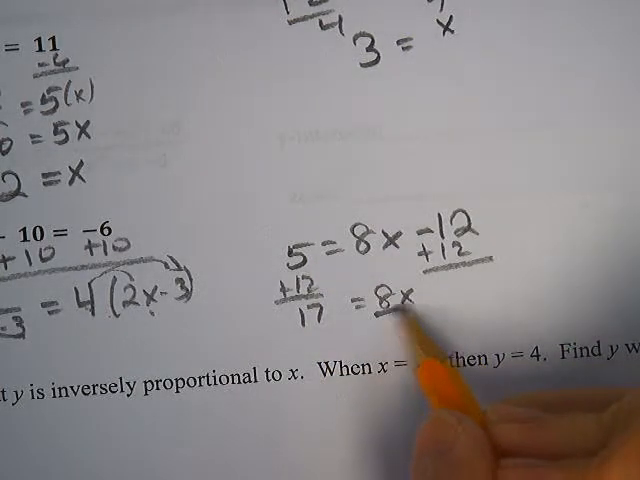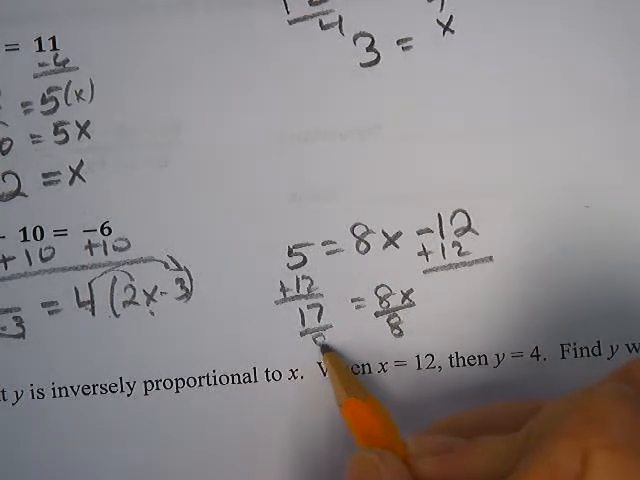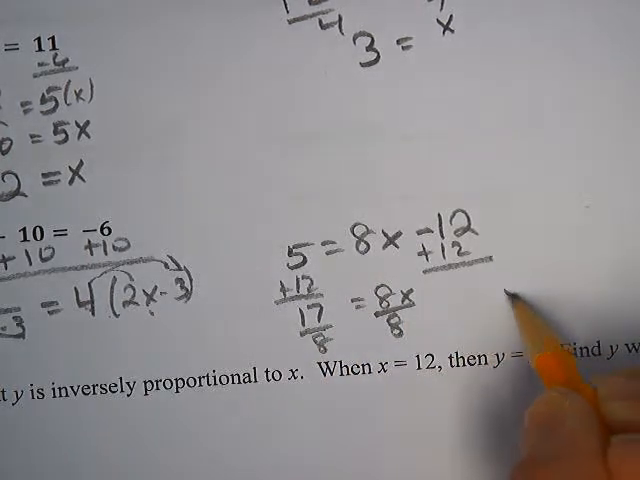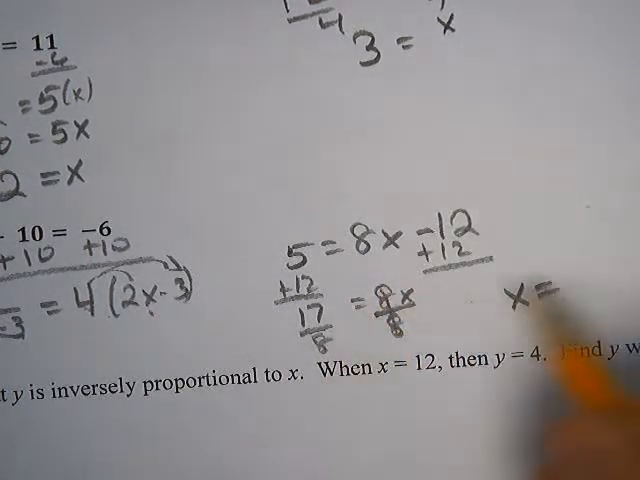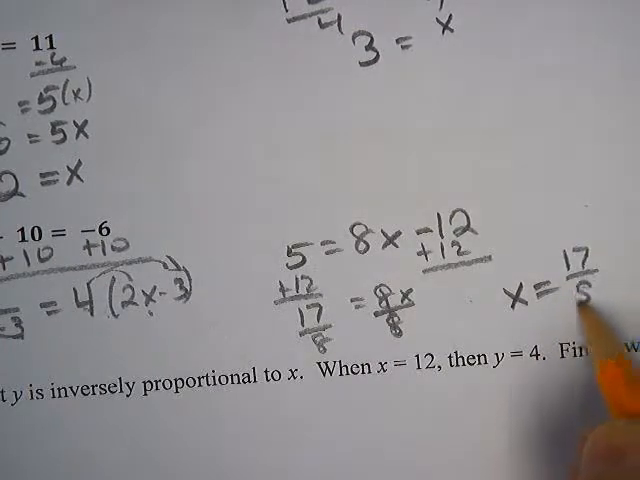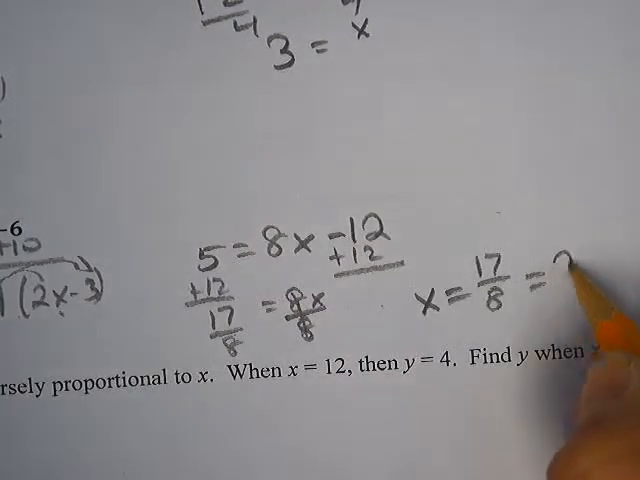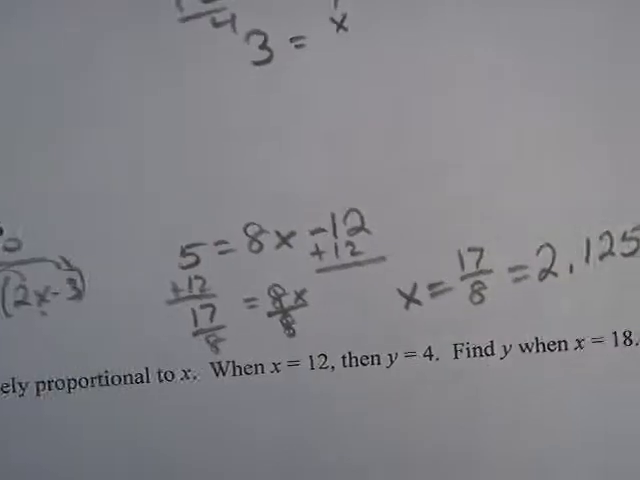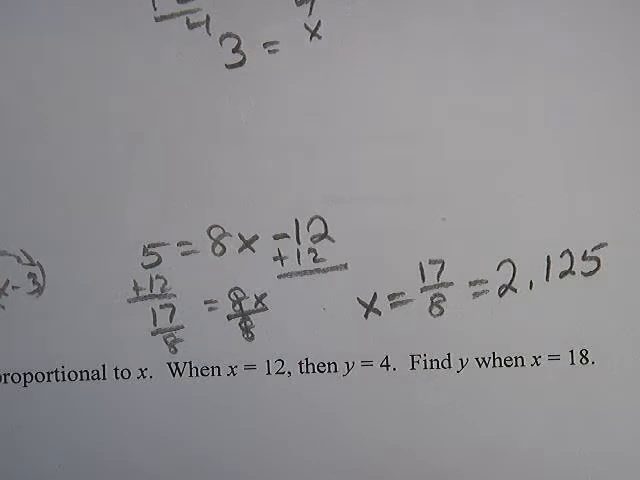Doesn't look pretty, does it? We'll divide both sides by 8, and my answer is x equals 17 divided by 8, which is also equal to 2.125 if you want to put it in the calculator. Either answer would be acceptable.